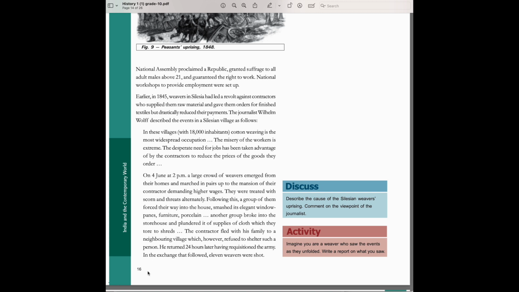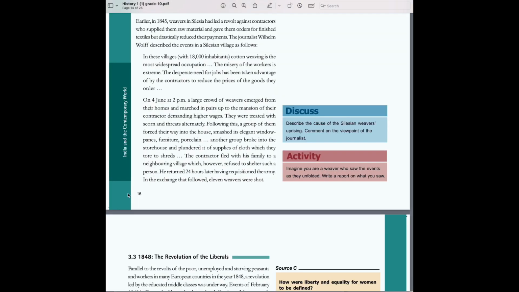The contractor fled with his family to a neighboring village, which, however, refused to shelter such a person. He returned 24 hours later, having requisitioned the army. In the exchange that followed, 11 weavers were shot.